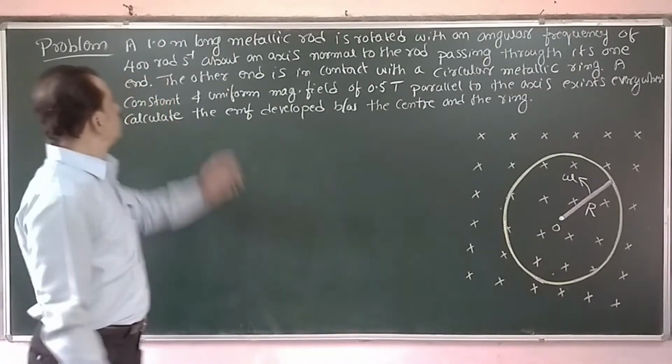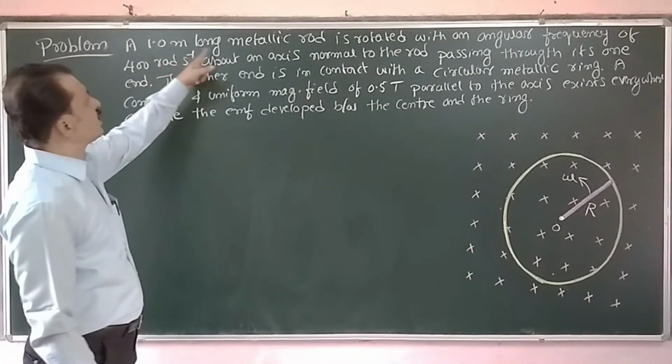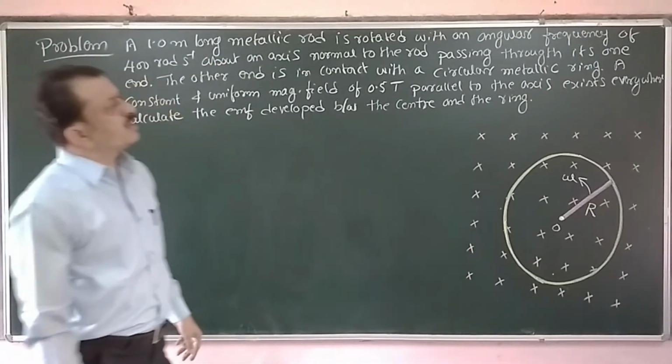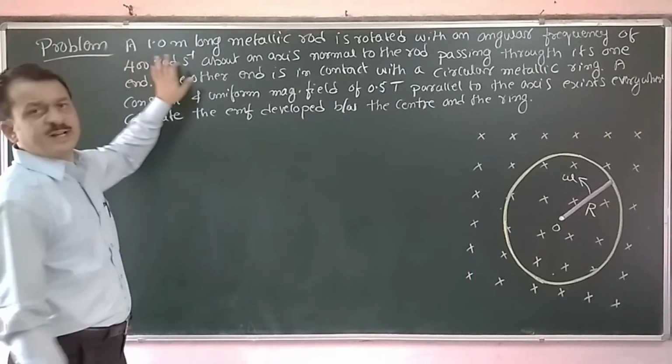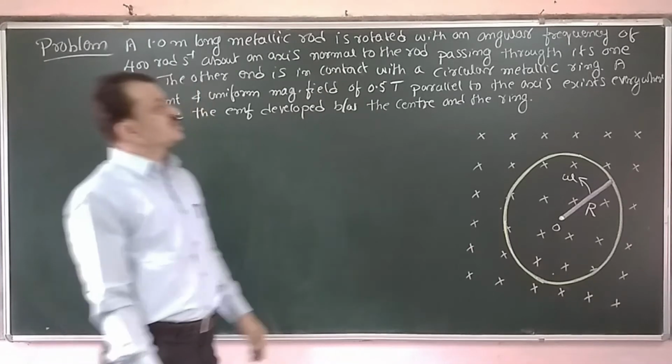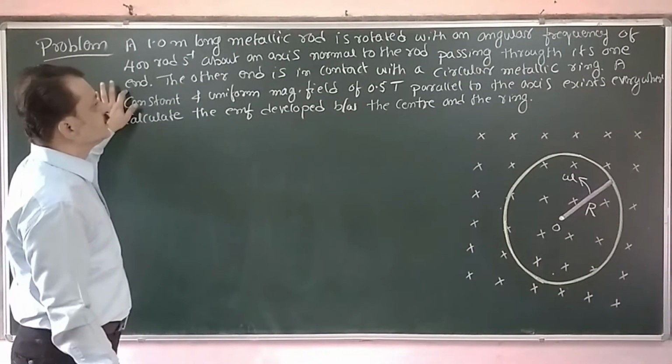Next problem. A 1.0 meter long metallic rod is rotated with an angular frequency of 400 radians per second about an axis normal to the rod, passing through its one end.